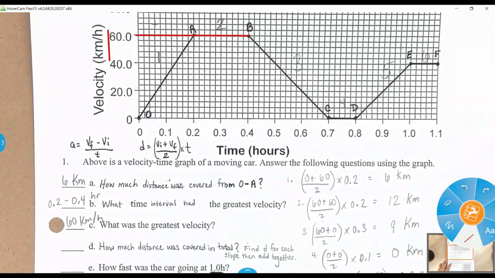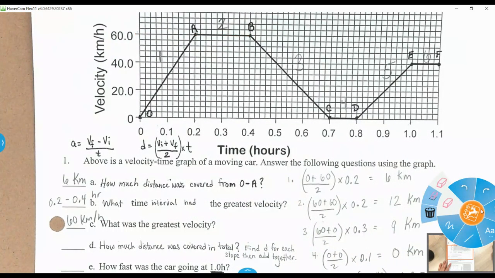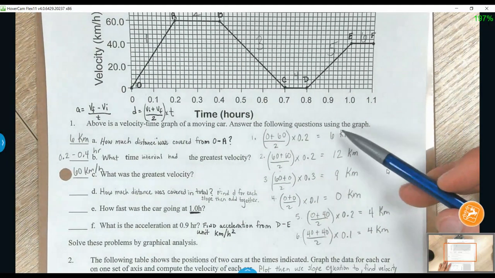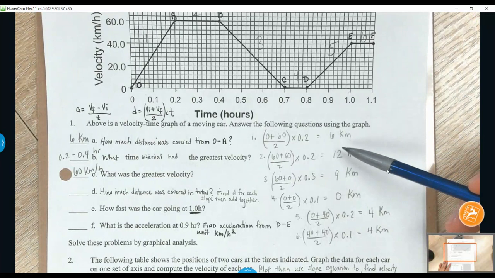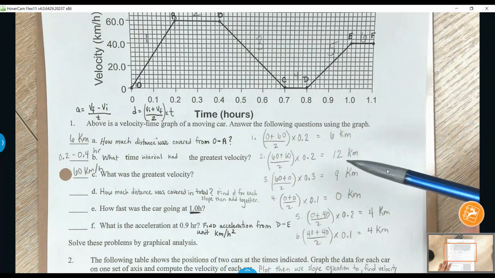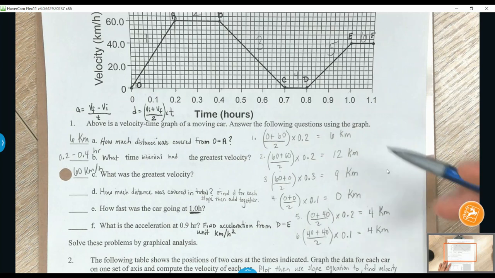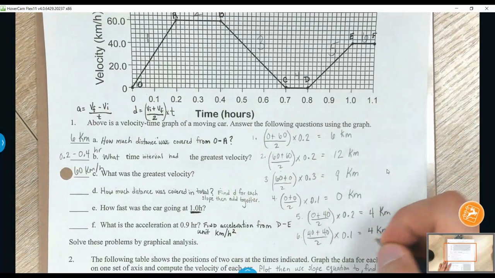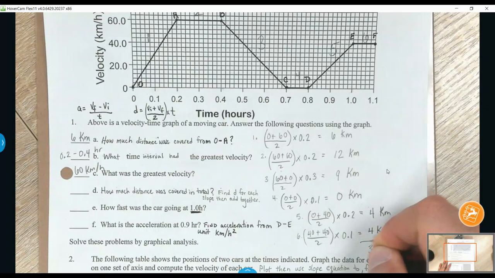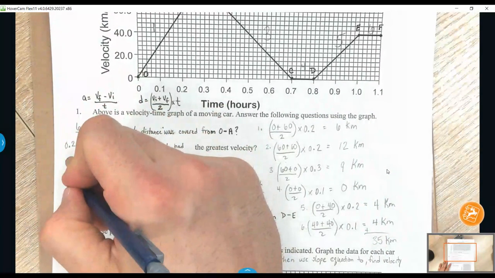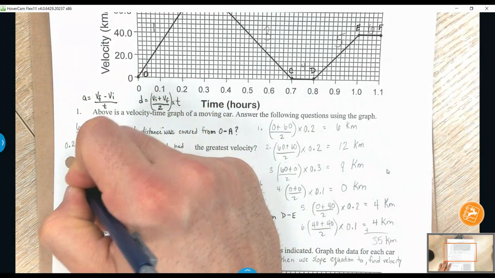How much distance was covered in total? Well, good thing we did all this, so now we can just add them up. So 6 plus 12 plus 9, 27, plus 8, 35. Sounds right. So if we add all the distances, we're going to get a total distance of 35 kilometers.